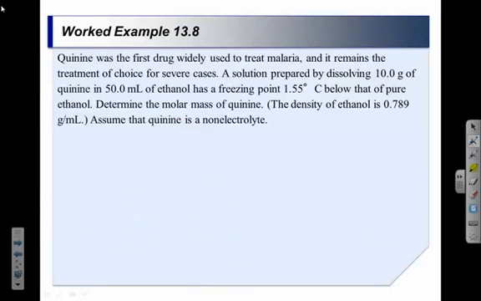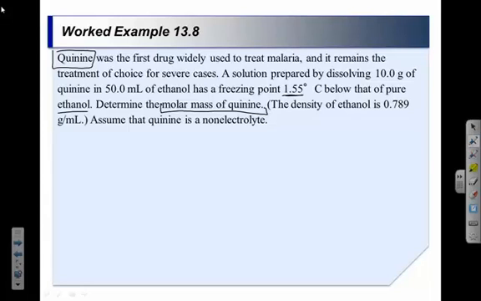So one more example of this type. Here, quinine is my solute. I'm adding that into a solution. The solvent in this case is ethanol. And I want to know the molar mass of quinine. So this is a little bit different. I'm using some freezing point information to calculate the molar mass. And this is what you will be doing in the first lab experiment if you take general chemistry 2.